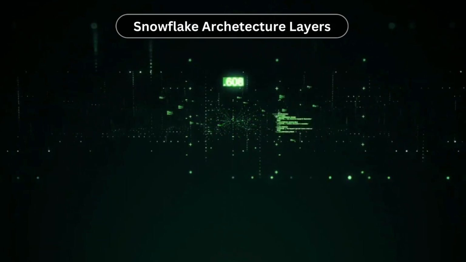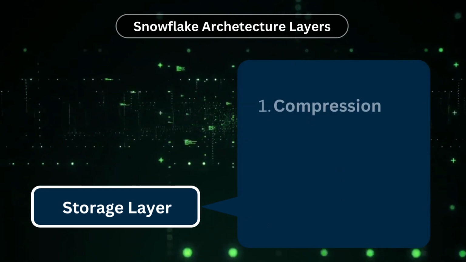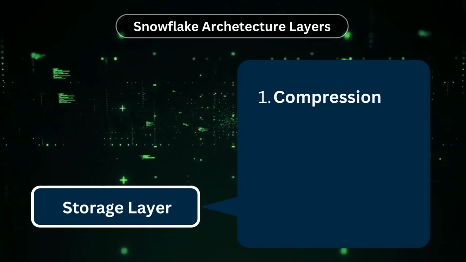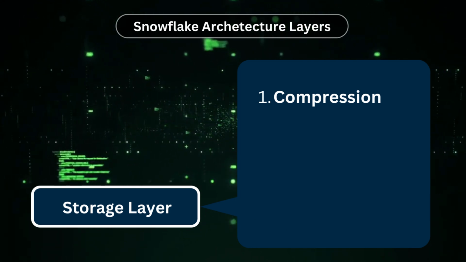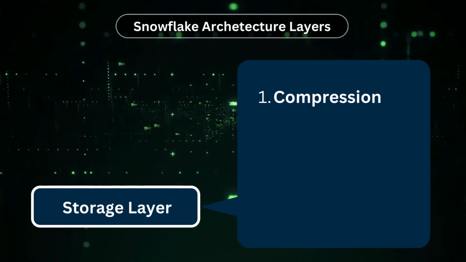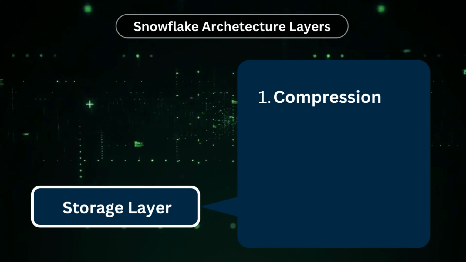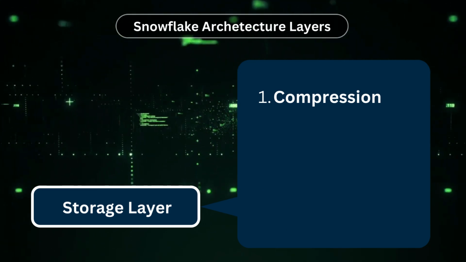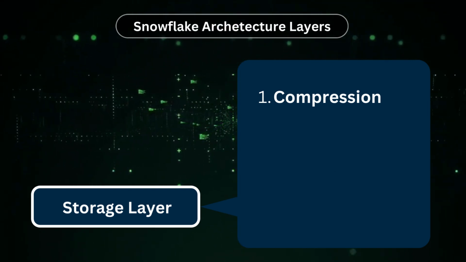Snowflake Architecture Layers. 1. Storage layer. Compression. The storage layer in Snowflake incorporates advanced compression techniques to optimize storage space and reduce data storage costs. By compressing the data, Snowflake can efficiently store and manage large volumes of data while minimizing storage requirements.